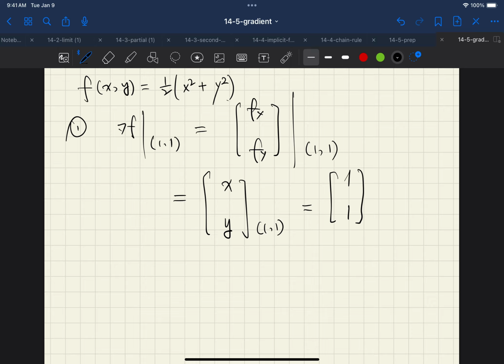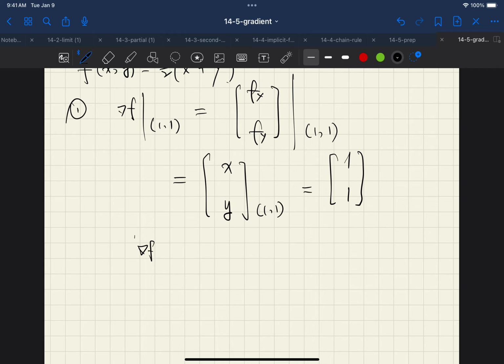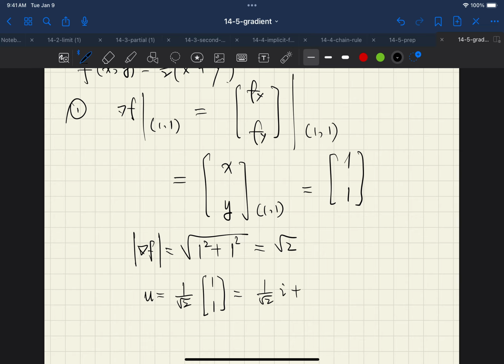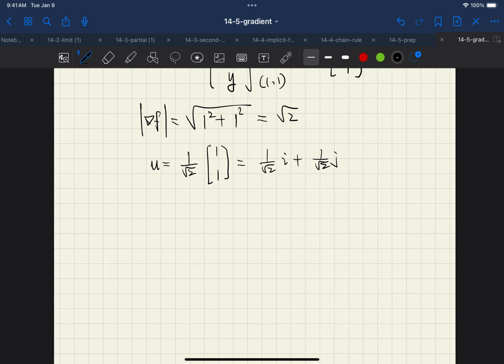But you want a direction. If you stop here, you are going to lose points. It's not a unit vector. We know that you need to normalize that. So gradient f has magnitude the square root of 1 squared plus 1 squared, which is square root of 2. Then normalize that. You find u is going to be 1 over square root of 2 times (1, 1). If you want, you can write this as 1 over square root of 2 i plus 1 over square root of 2 j. This is all a good answer.